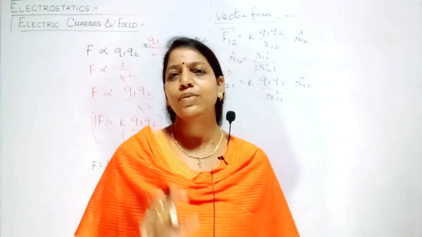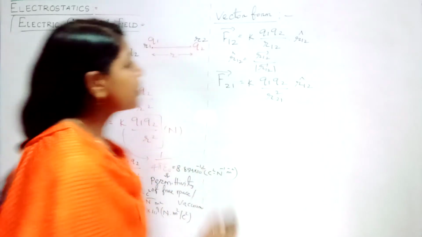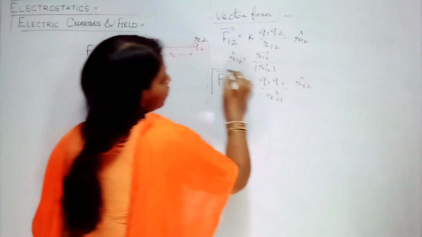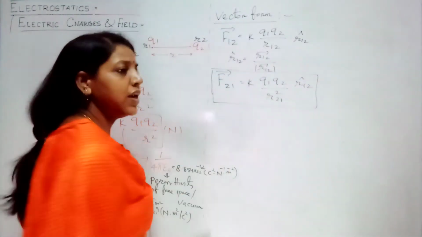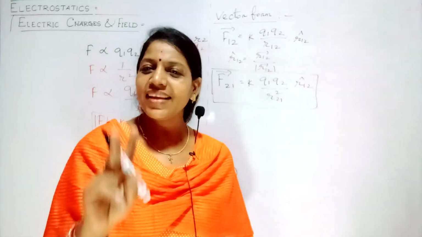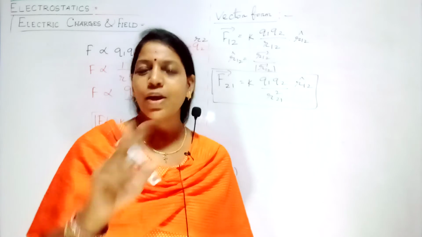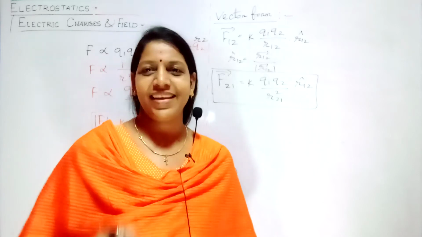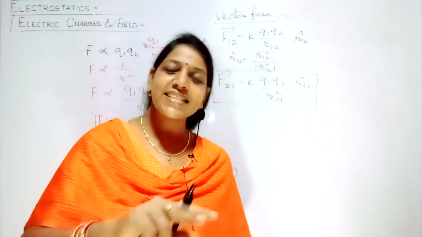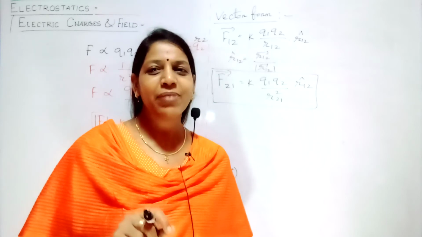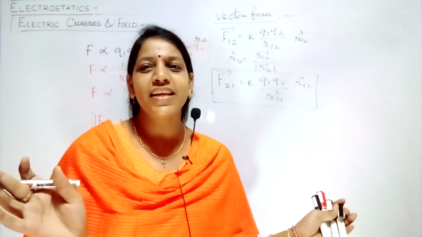I will tell you in a simple way how to understand. There are only two possible cases: either both the charges are of the same type or they are opposite. Same means both may be positive, or both may be negative. If they are the same, then what will happen? The force will be repulsive in nature.